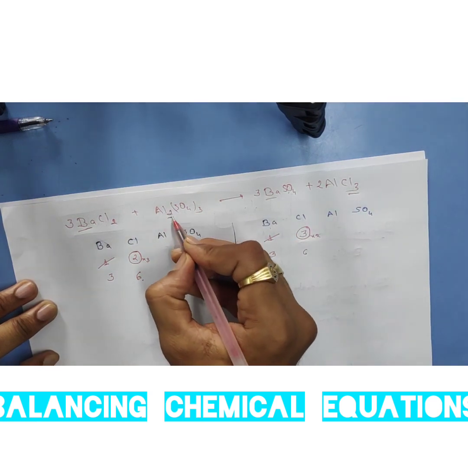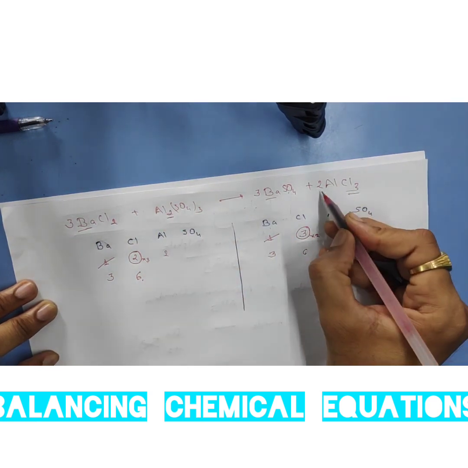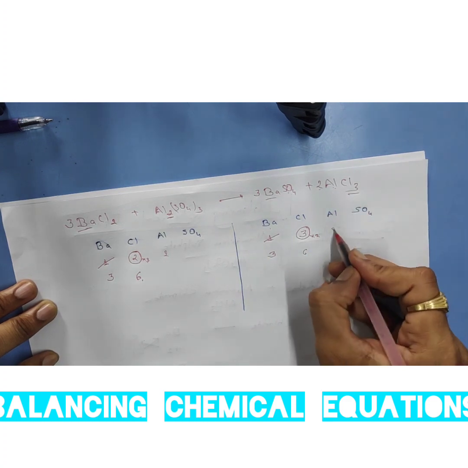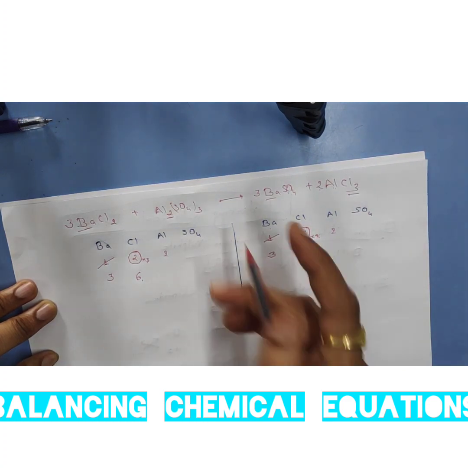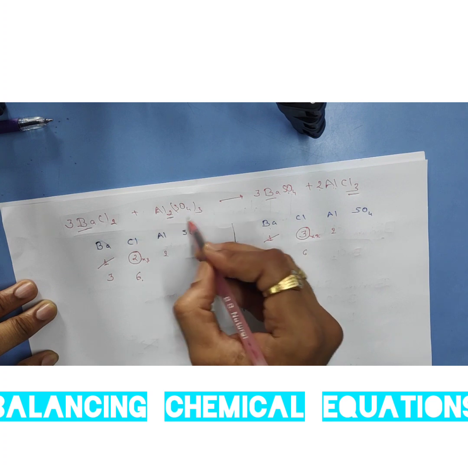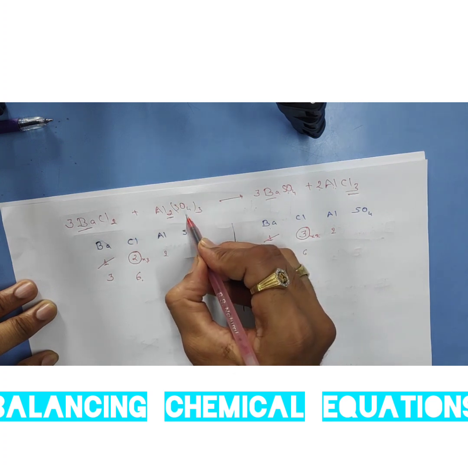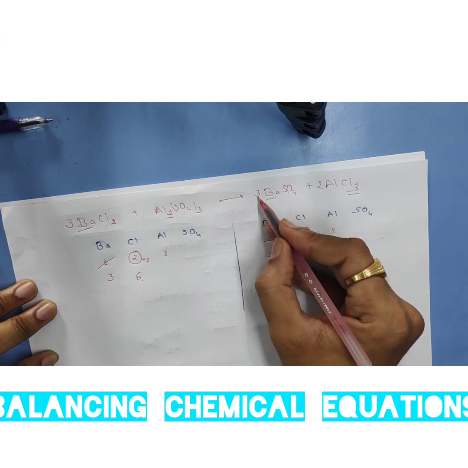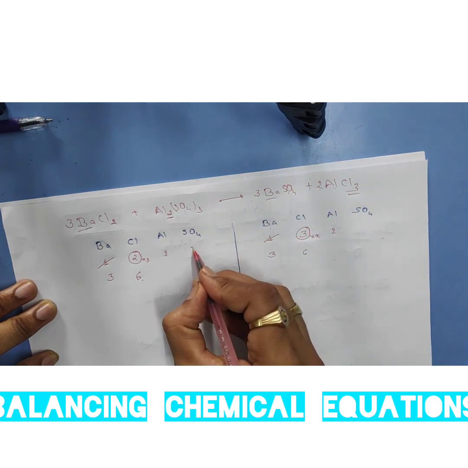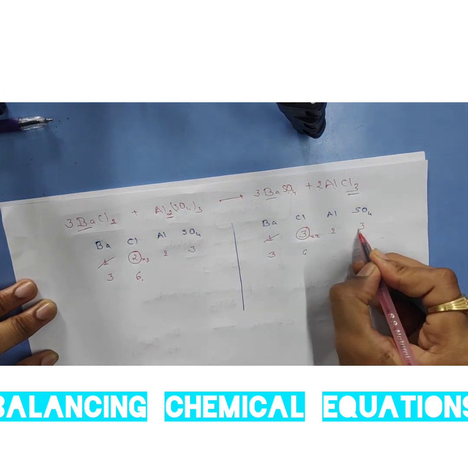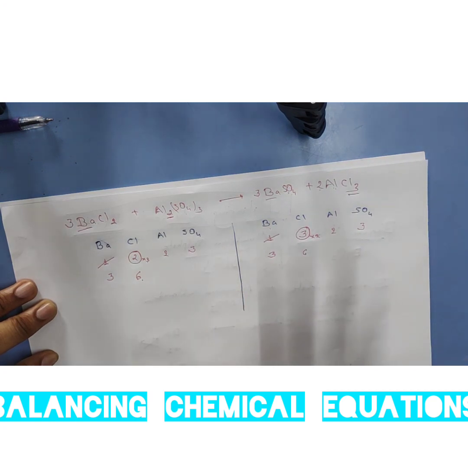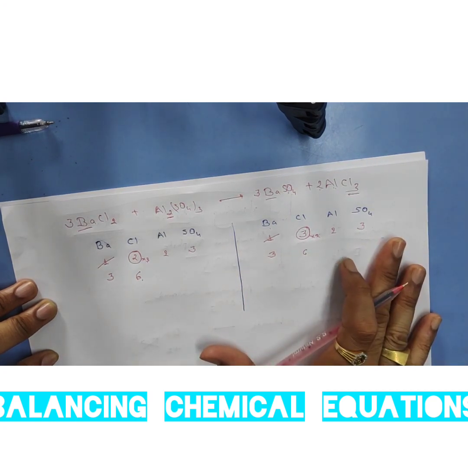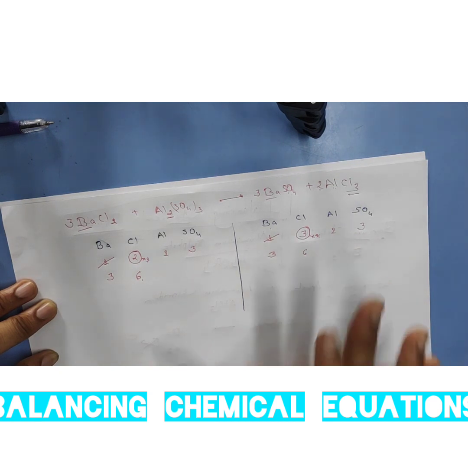Let's go to aluminum. How many aluminum are there? 2. How many now? 2. Okay, both are balanced, so no need to check. Now see sulfate, the whole sulfate. SO4 thrice, 3 times. Here SO4 has 3 in front, so it means 3SO4, 3SO4. This is what is called balancing of a chemical equation. Very simple, very easy, and this is how you have to balance your equation.